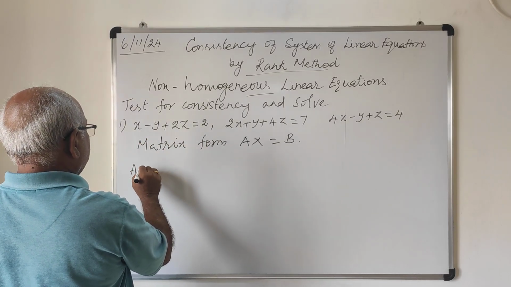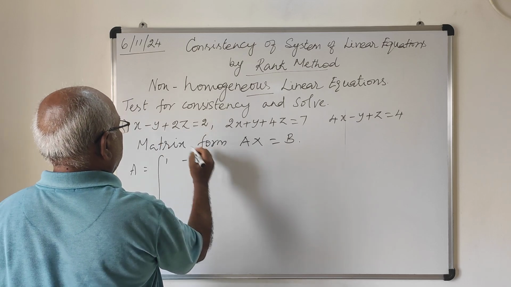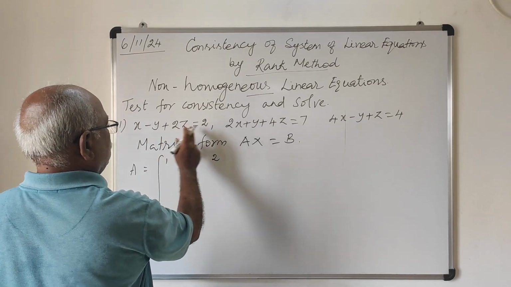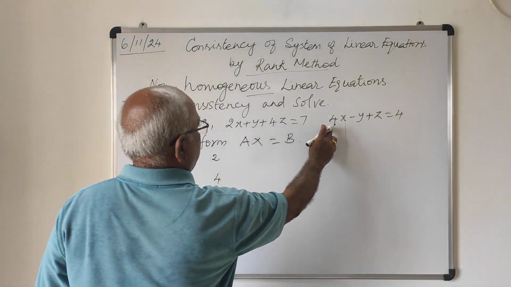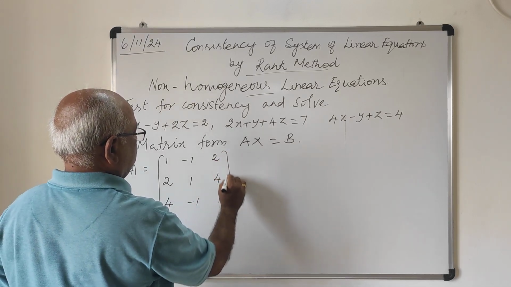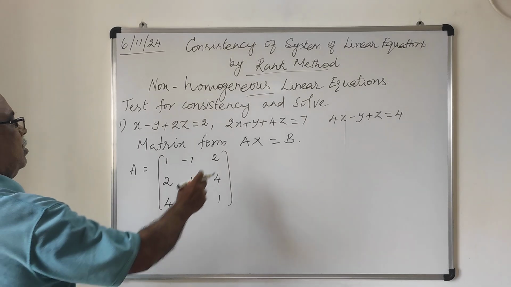The coefficient matrix A is: 1, -1, 2; 2, 1, 4; and in the third equation, 4, -1, 1. This is the coefficient matrix. A is called the coefficient matrix.